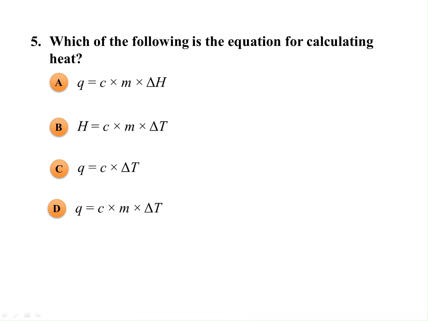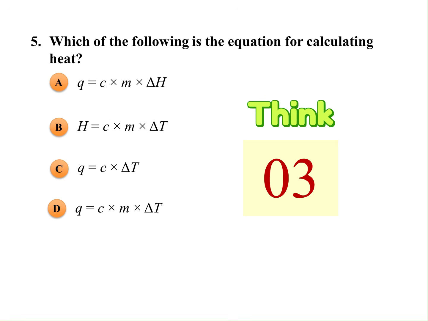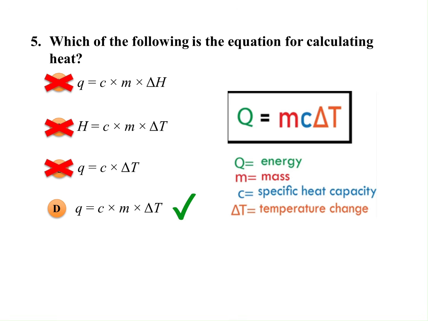Which of the following is the equation for calculating heat? The correct answer is D, Q for energy, and m for mass, c for specific heat capacity, and delta T is the temperature change.